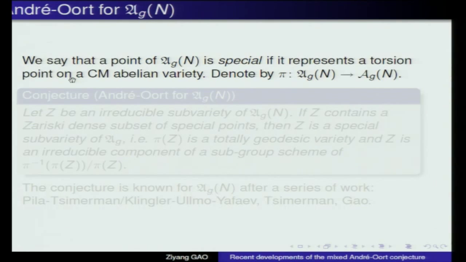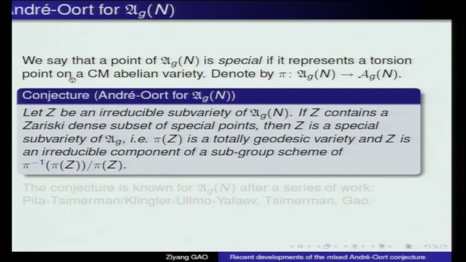The André-Oort conjecture for this case is as follows. First, special points are defined similarly. A point is special if and only if it represents a torsion point on a CM abelian variety. I denote by pi the projection from the universal abelian scheme to the moduli space. The conjecture is as follows. Let Z be an irreducible subvariety of the universal abelian variety. If Z contains a Zariski dense subset of special points, then Z is a special subvariety.